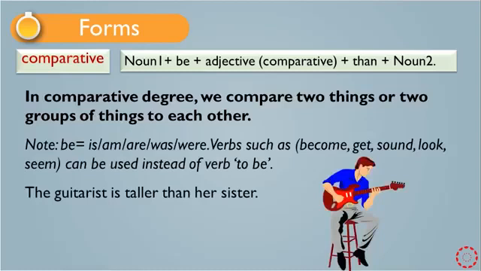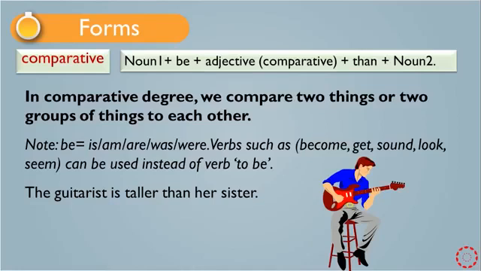Okay, before the example, read this note. Be, is, am, are, was, were. Verbs such as become, get, sound, look, seem can be used instead of verb to be. Instead of verb to be, we can use become, get, sound, look, or seem. It depends on the sentence. Okay, it's not optional.